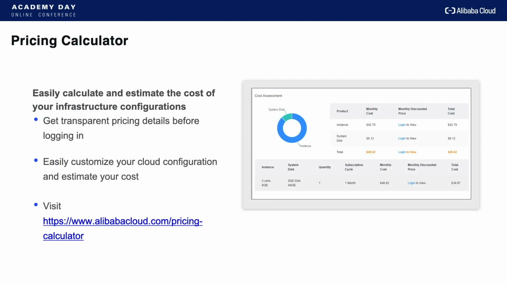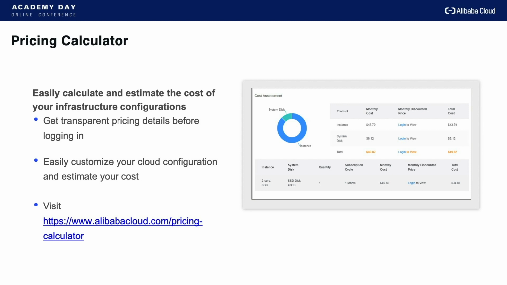For our new users, I strongly suggest that you experiment with our pricing calculator. The pricing calculator lets you estimate the cost of your infrastructure based on various configurations. And this is great because you can estimate the cost before you actually start using the products. You can also learn about all the available discounts based on your eligibility or account type, for example, whether you are an enterprise account or an individual account holder.